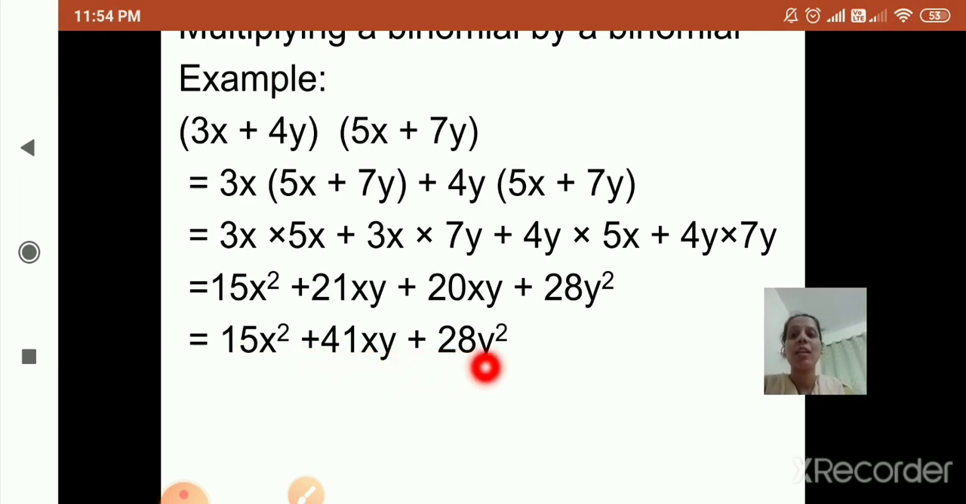Hope you are clear with this sum. So today we have seen the multiplication of monomial by a monomial, then multiplication of binomial by a monomial, and multiplication of binomial with binomial expression.